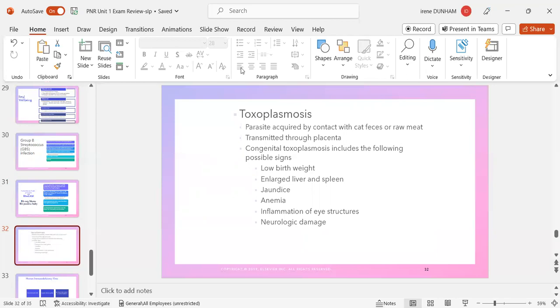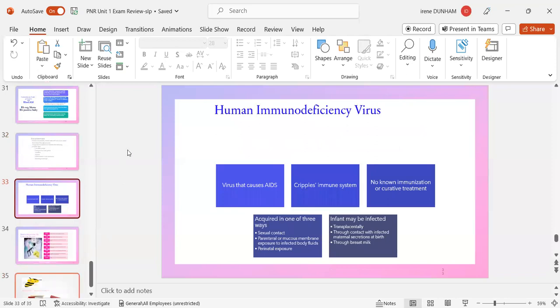So someone that comes in and is around animals or cats or eats raw meat, this is what I go over with them very clearly, because people go, oh, really? And they go, no, really. So it is. We don't want them to come down with toxoplasmosis.